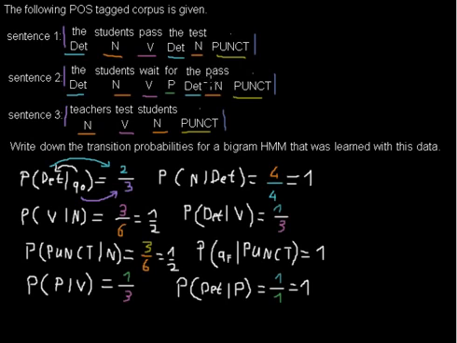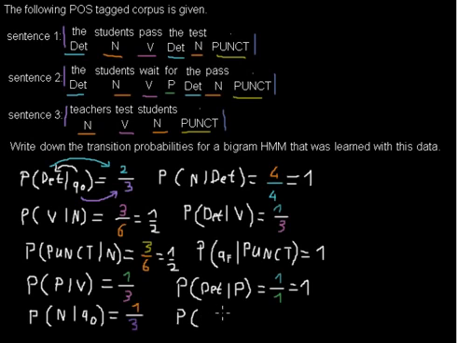Then we have a determiner followed by a noun, and the noun is followed by a punct. That's what we already calculated. Then, this is what we didn't calculate yet. We want to calculate the probability that we encounter a noun given the beginning of the sentence. We have 3 beginnings of the sentence because we have 3 sentences, and only 1 time it's followed by a noun, so that gives us 1/3. Then verb noun, that is a combination I didn't calculate yet.